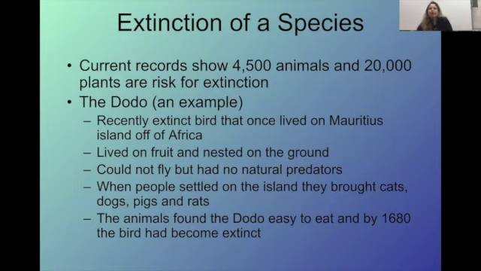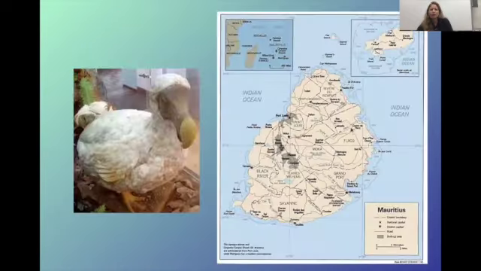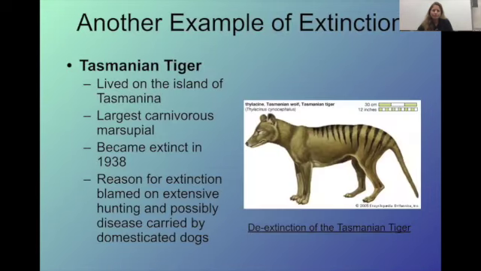And when the people brought in sheep, and then they brought their sheepdogs, the dodo was a great source of food for the dogs and the rats and the pigs and the things that were brought by humans onto Mauritius Island. And in 1680, the last dodo went extinct, and that's what the bird looked like. So named example, dodo bird, recent extinction.